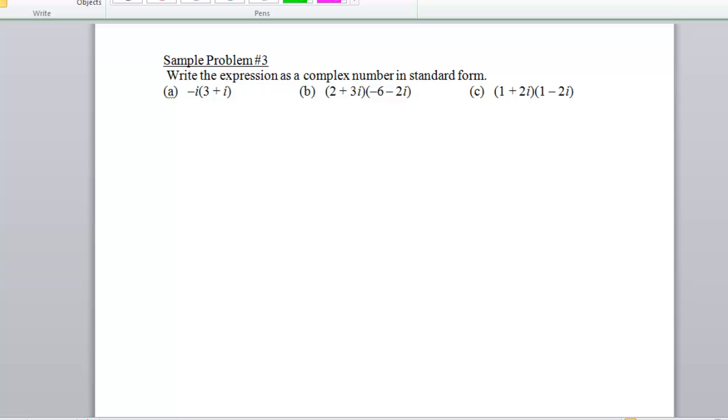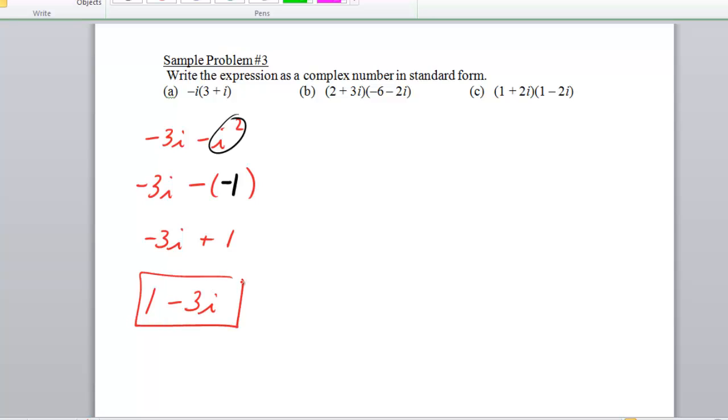Alright, so let's take a look at what you did. We're going to distribute the negative i, which gives us negative 3i minus i squared. Now we need to replace the i squared with a negative 1. Keep in mind, we're only replacing the i squared. That negative in front of it has got to stay there. So we replace that with negative 1 and continue simplifying. That's negative 3i plus 1, and now we have to write this in standard form for complex numbers. The real part has to go first, imaginary part second.